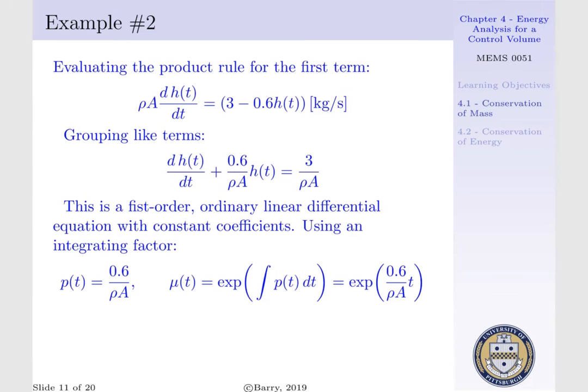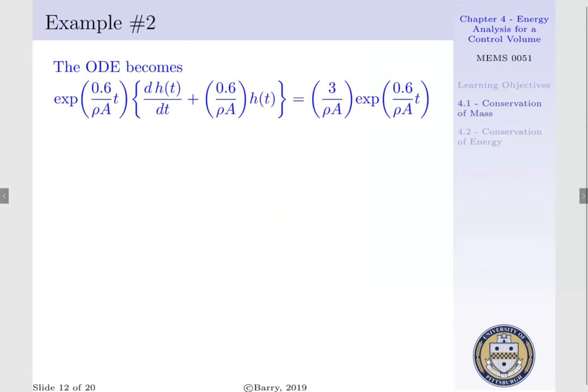We're going to use an integrating factor to solve this equation. If we define p of t as our coefficient of h, our integrating factor mu of t is going to be the exponential of the integral of p of t dt, which is equal to the exponential of 0.6 t per rho A. Substituting this back into our differential equation, our ODE becomes the following. The exponential of 0.6 t per rho A times our quantity dh/dt plus 0.6 per rho A h of t is equal to 3 per rho A, the exponential of 0.6 t per rho A.